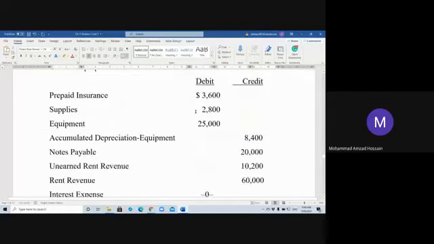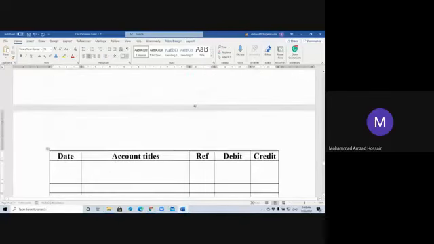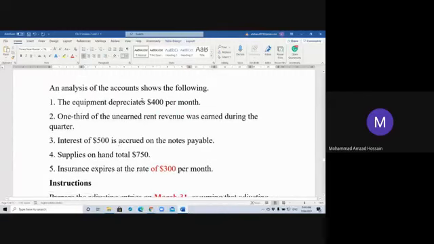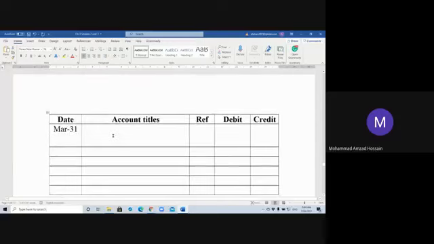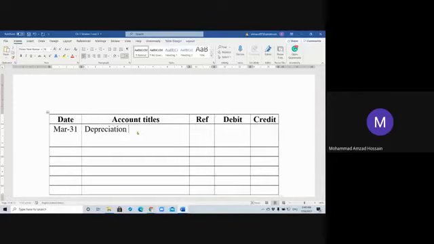March 31. Okay, it is March 31, so I have to put March 31. The first transaction was equipment depreciates $400 per month. As it is related with depreciation, the adjusting entry will be depreciation expense debit, accumulated depreciation credit. Okay, and what will be the amount?